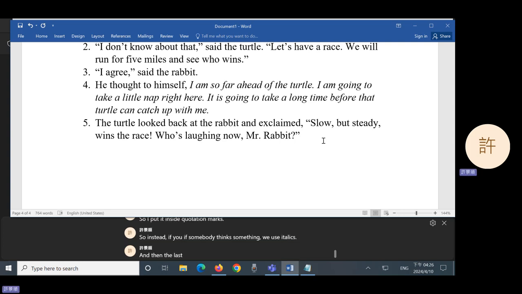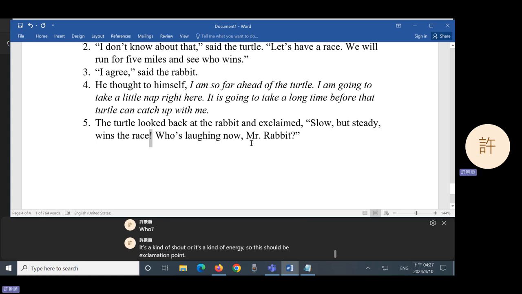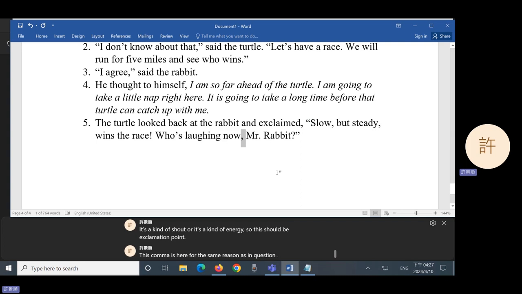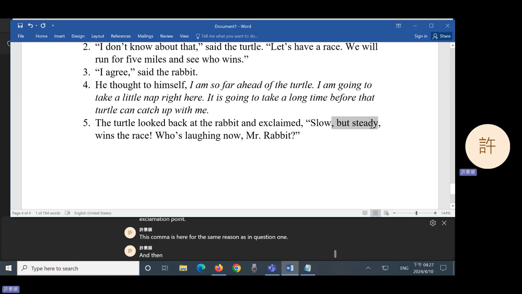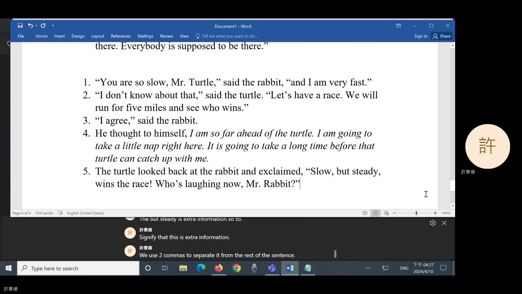And then the last point, or I guess two more points. Here it says that the turtle exclaimed. In Chinese, we usually say something like 呼喊或是惊呼. It's a kind of shout, or it's a kind of energy. So this should be exclamation point. This comma is here for the same reason as in question one. And then finally, these two commas. The but steady is extra information. So to signify that this is extra information, we use two commas to separate it from the rest of the sentence. Questions?